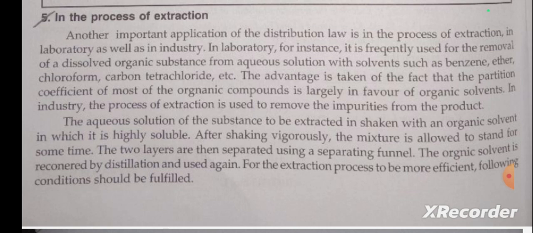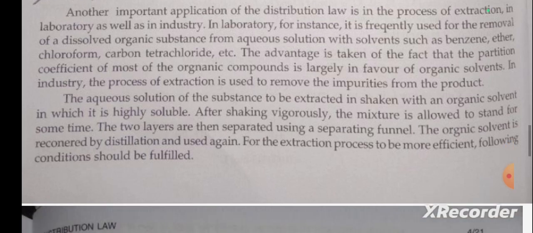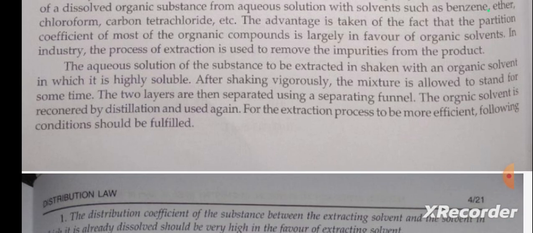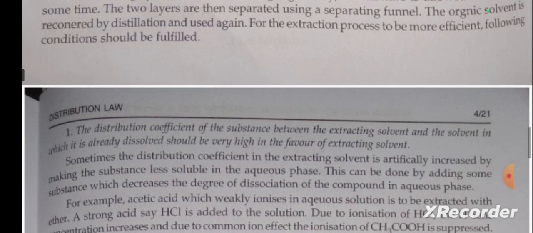In industry, the process of extraction is used to remove impurities from the product. The aqueous solution of the substance to be extracted is shaken with an organic solvent in which it is highly soluble. After shaking vigorously, the mixture is allowed to stand for some time. The two layers are then separated using a separating funnel. The organic solvent is recovered by distillation and used again. For the extraction process to be more efficient, the following conditions should be fulfilled.